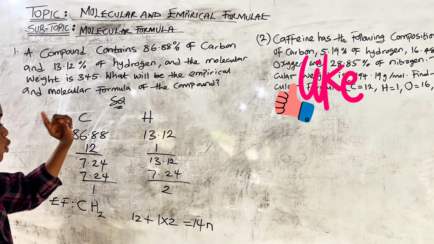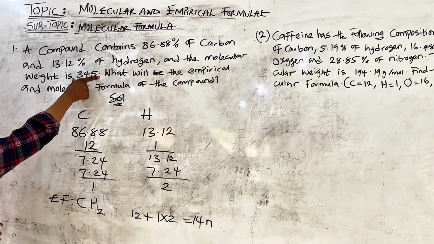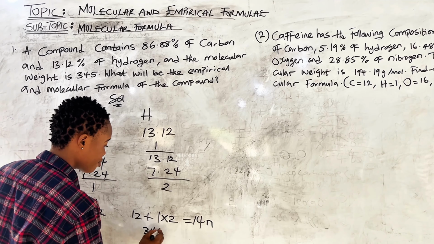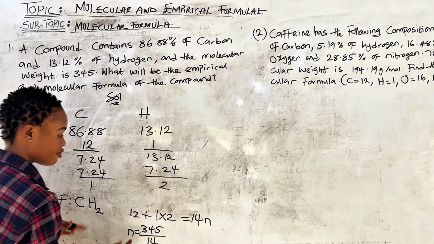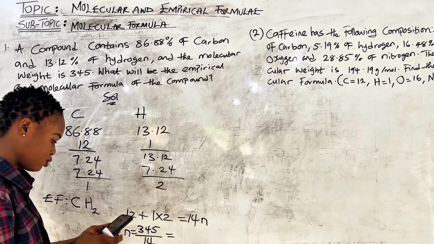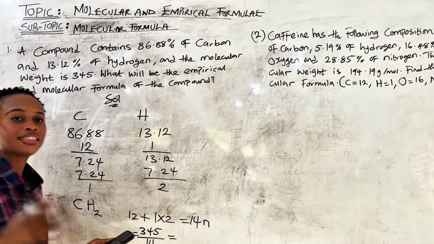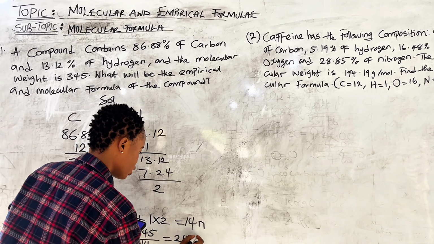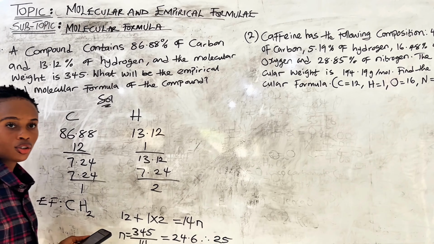Now to solve for the molecular formula, we're going to be dividing this by the molecular weight that we're given in the question. So our molecular weight is 345. So I'm going to be saying 345 divided by 14. That's N is equal to 345 divided by 14. So if we do this division, let's quickly do this, 345 divided by 14. So what we have is 24.64. So if you round that up, that becomes 25. So I've gotten 25.